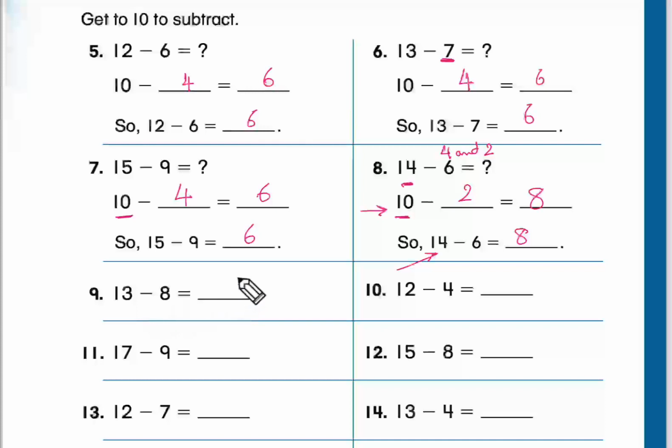13 minus 8 equals 5. Okay, 12 minus 4 equals 8. Great. Okay, 17 minus 9 equals 8. Okay, 15 minus 8, 7. 12 minus 7, 5. 13 minus 4, 9.